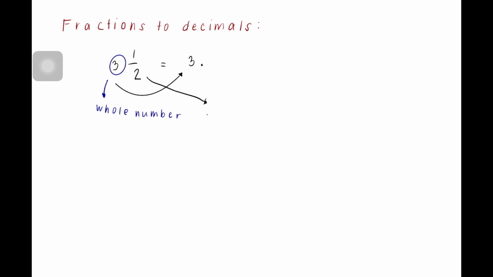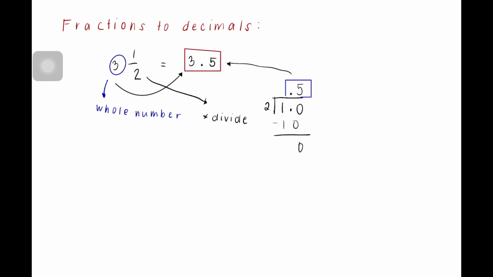Moving on, converting fractions to decimals. We have the mixed number 3 1/2. Then we just copy the whole number 3, and then we divide the fraction. So 1 divided by 2 is 0.5, and then we copy our quotient, and thus we have 3.5.